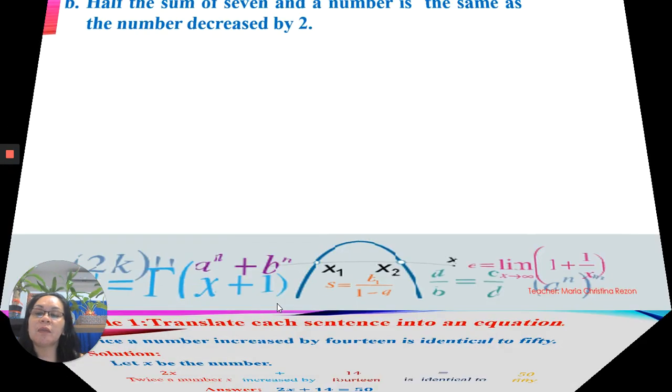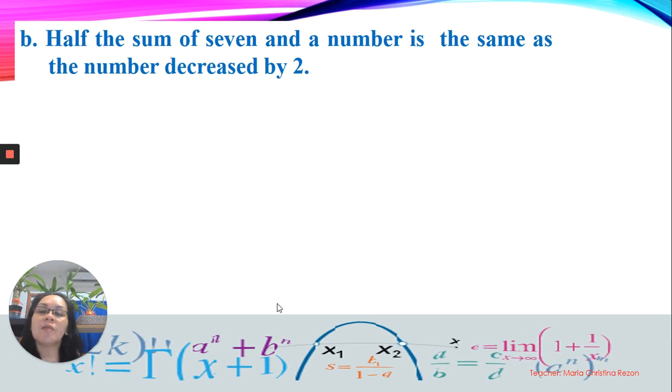Another example. Half the sum of 7 and a number is the same as the number decreased by 2. You have here the word sum, which is the result when you add numbers, and the same as means they are equal, and decreased by 2 means you subtract 2. So let's have our solution.